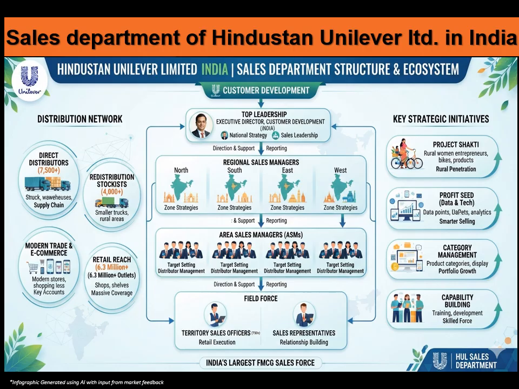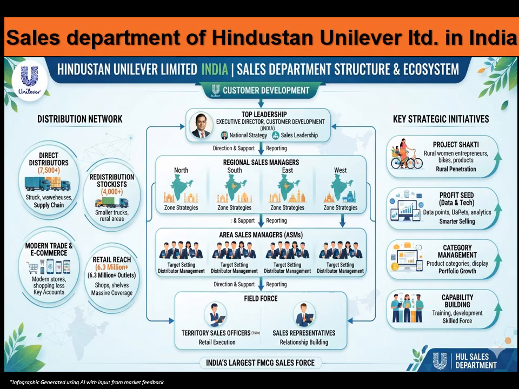So this is a typical structure of a company like Hindustan Unilever operating in India. The distribution structure, or the sales department structure, is mentioned here on the basis of input received from the market and using all available data online. This organization has a huge distribution network of more than 7,500 direct distributors, which involves large warehouses and supply chains, and efficient use of supply chain management. Then redistribution stockists further engage in distribution and help in the deep penetration of the company's products to semi-urban and rural markets also.